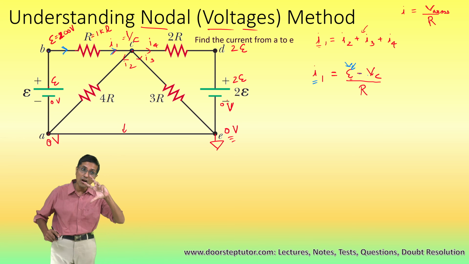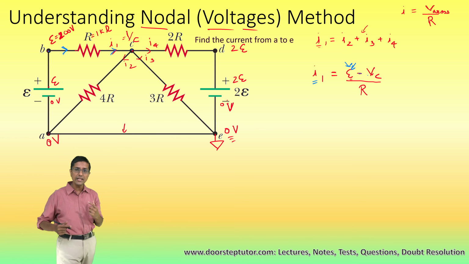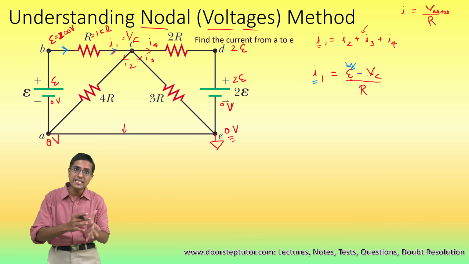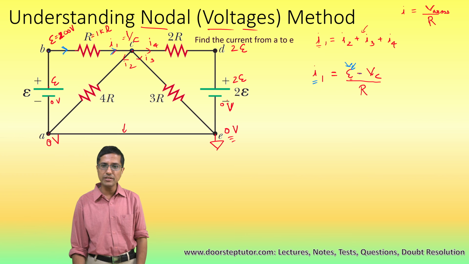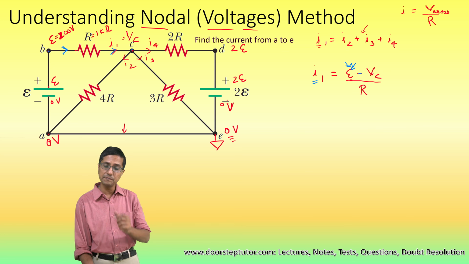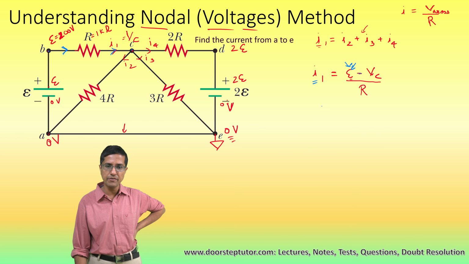If the direction of the current were reversed, if I had chosen the reverse direction, then I would write I1 as Vc minus epsilon. But for this direction, we write the origin node of the current minus the terminating node of the current, divided by the resistance between the two nodes B and C. Okay, so this is what I1 is.